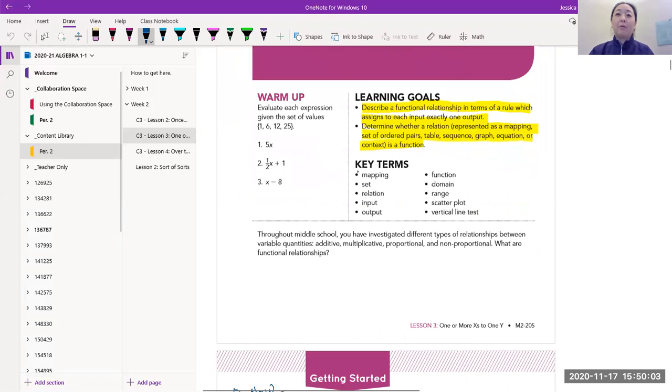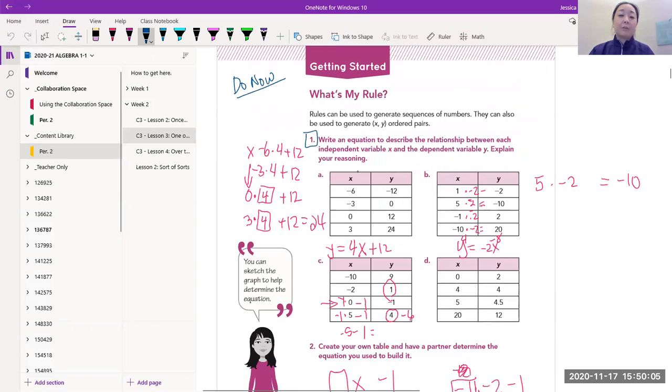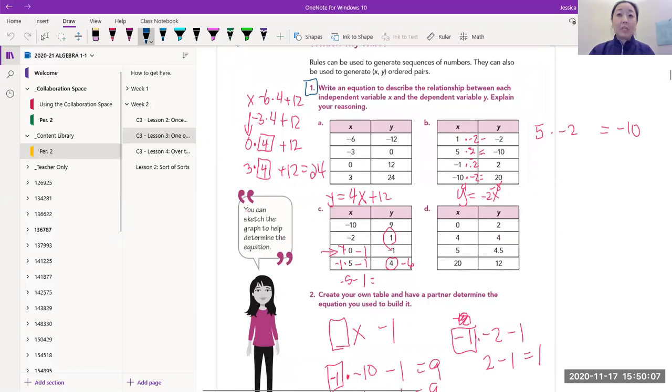All right, so we went down here. We said this was our do now. If you did not do this, you want to find out what the rule is. Our x is like our input, right? So if I give you a -6, what do you get out of it? It's going to be a -12. So you have to figure out what the rule is. What did I do to -6 to get a -12?